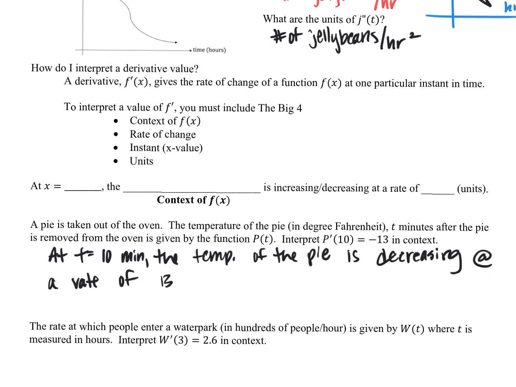13. We actually don't have to say the negative since we said the decreasing. That takes care of it. If we put the negative with the decreasing, they would take off because it would be like a negative of a negative. It would make it positive, right? At a rate of 13, what are we going to say our rate is? Yes, degrees Fahrenheit per minute.